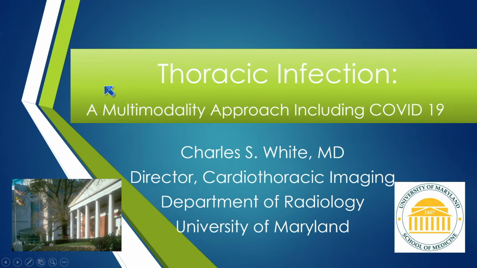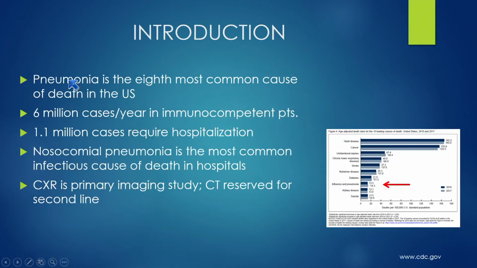So thoracic infections are a real issue that one runs into in the ED and overnight situations, and can be very confounding, because a lot of times we just say, hey, it's an infection, or maybe an infection of some sort. Pneumonia is very common. It's the 8th most common cause of death in the United States. It's a large number of patients, including immunocompetent patients, and a lot of it requires hospitalization. As I note here, nosocomial pneumonia is the most common infectious cause of death in hospitals.